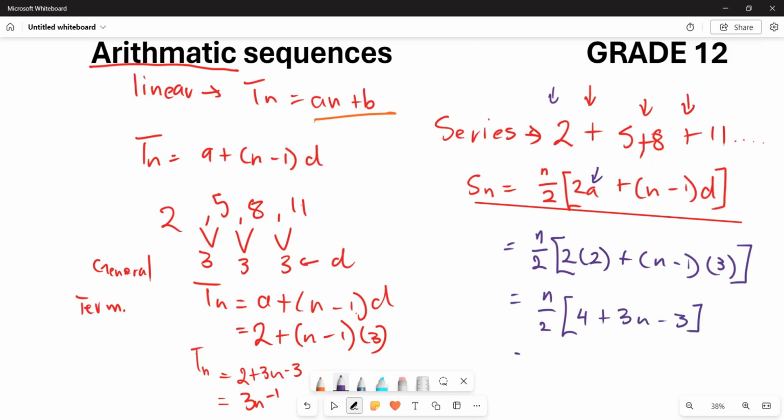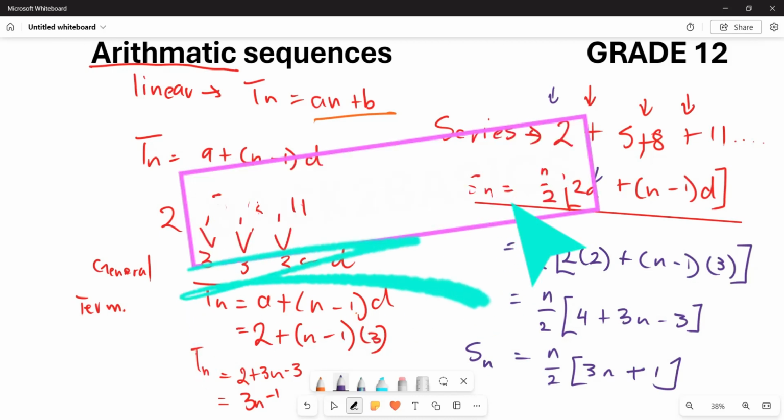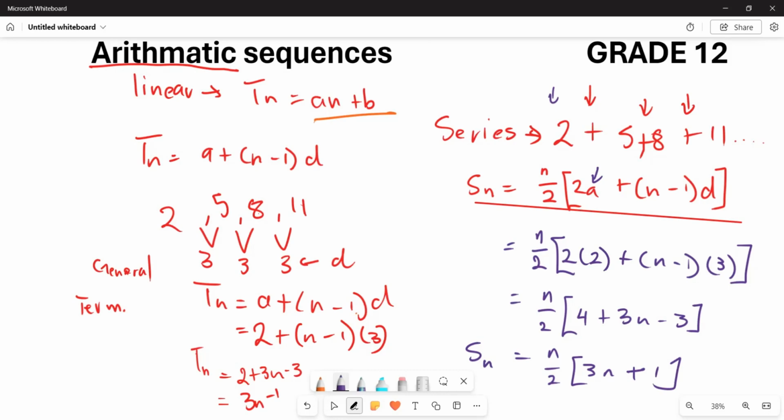Are we together? Continuing, this is n over 2 then you open your bracket, this is the same as 3n plus 1, if I'm not mistaken, because it's 4 subtract 3. So basically, this is going to be the general term of our series. This is just the basic difference between the arithmetic sequence and the arithmetic series. Hopefully this makes sense to you. And thank you very much.